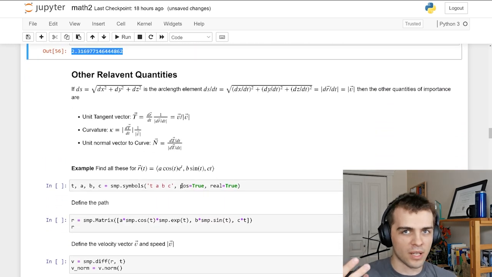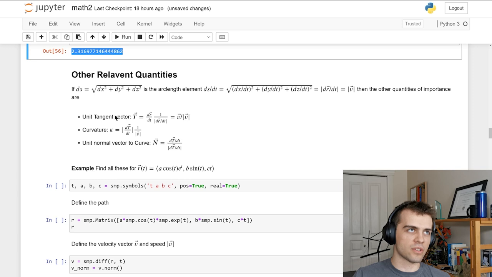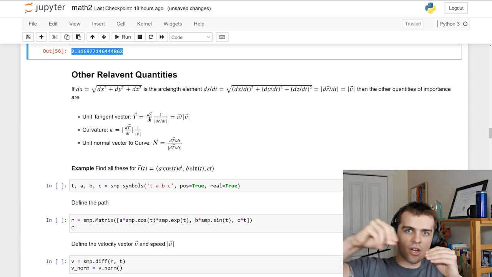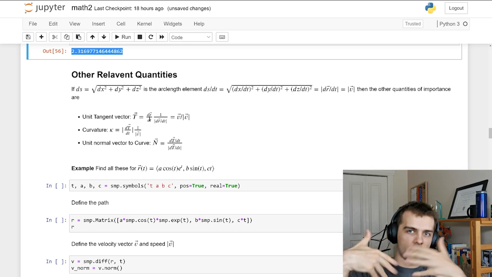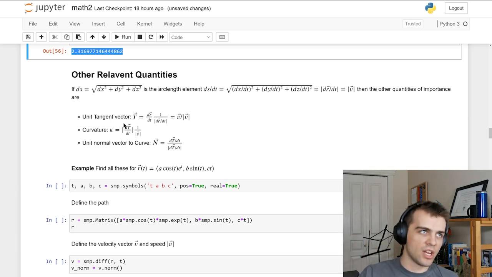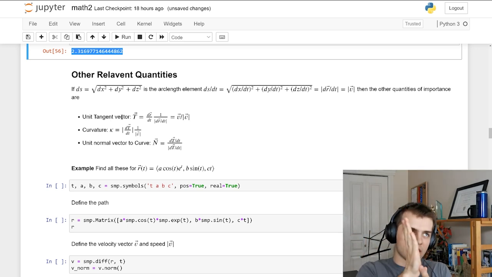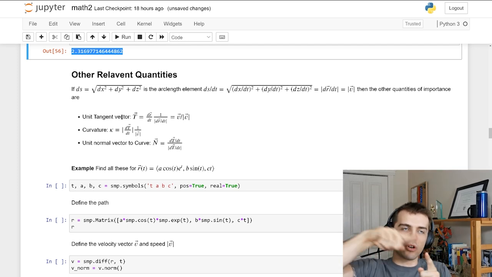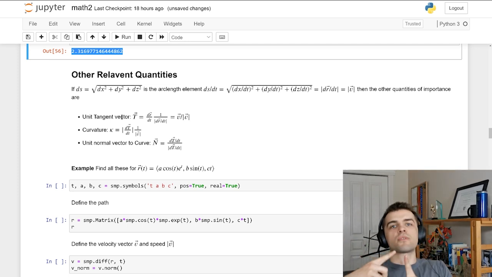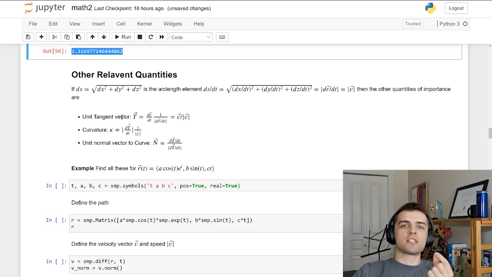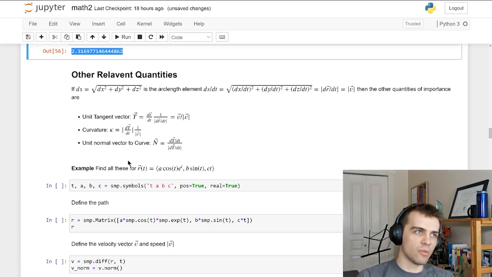Of course, there are other relevant quantities, right? If you want to compute other vectors, there are ways of doing this as before. The unit tangent vector, for example, is defined like this. You have curvature, right? And the unit normal vector to a curve N, like this. These are just basically taking the vector r of t, which specifies the curve, and doing different operations to it, and you get things of interest. The unit tangent is the unit vector tangent to the curve. The curvature has to do with how curvy it is. And the unit normal points directly away. So if I have a string that's bent like this, the unit normal points outwards.